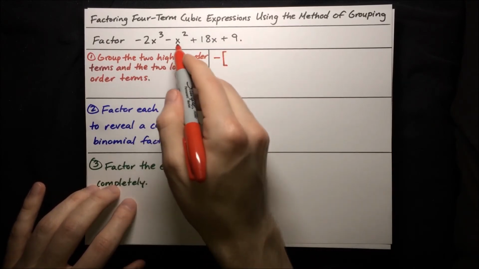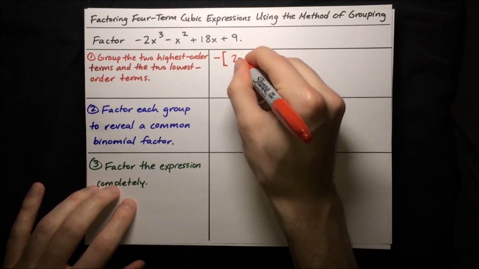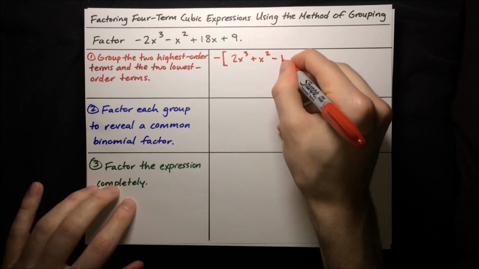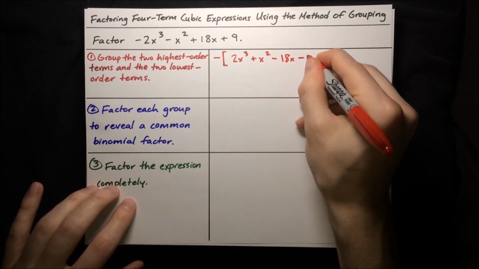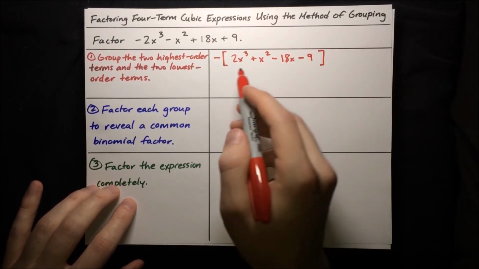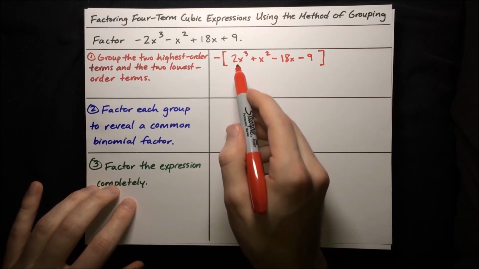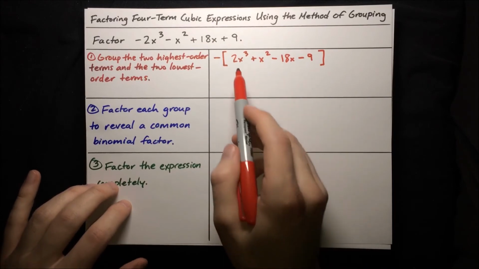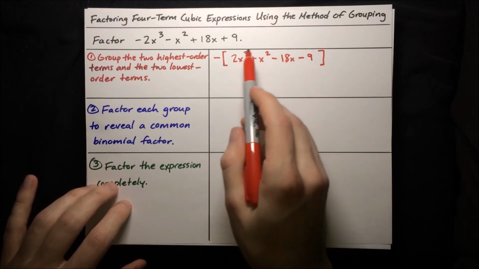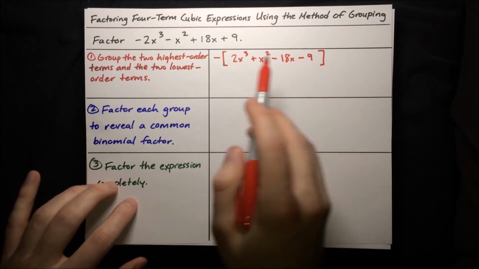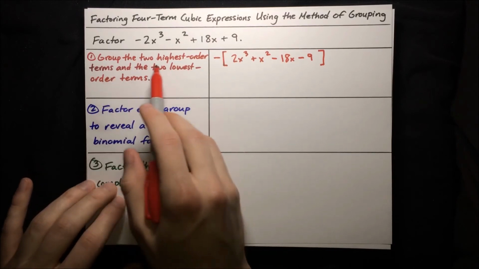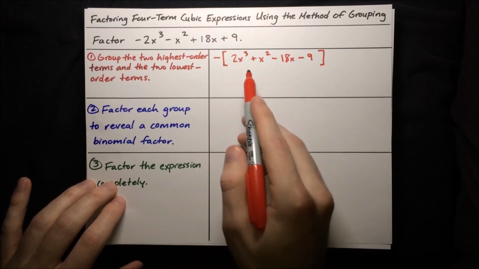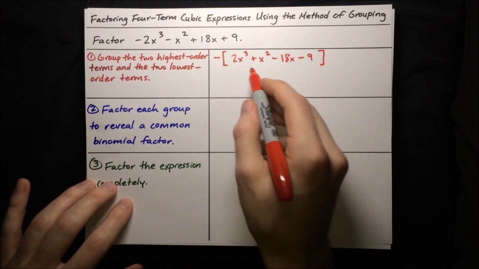Negative, so all the terms flip sign: negative of 2x cubed, then plus x squared, then minus 18x, then minus 9. And now we have a nice positive leading coefficient, and we can just carry the negative through and apply it at the very end. So now we're just worrying about this expression inside of the brackets. And we can proceed with the first step, group the two highest order terms and the two lowest order terms. We'll just group these terms here and these terms here.